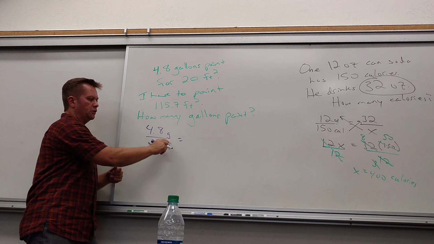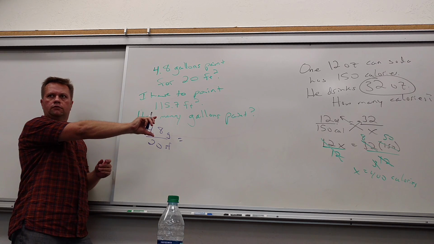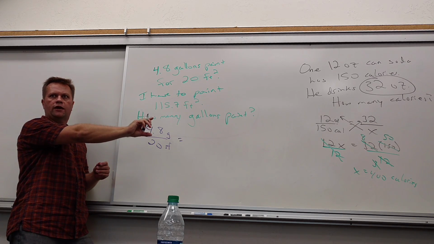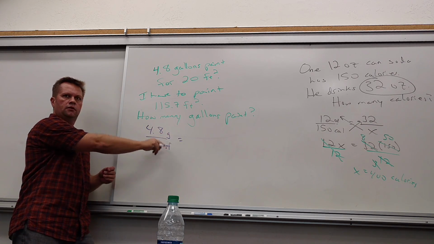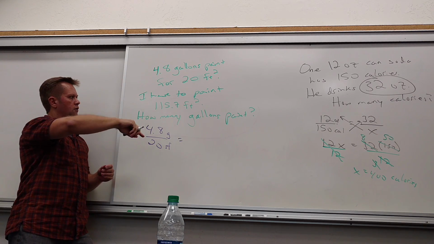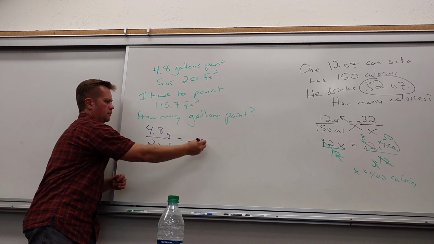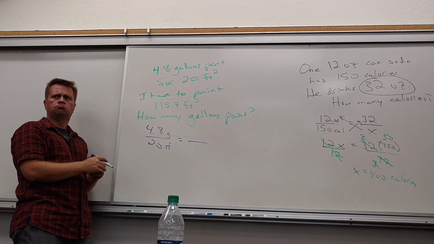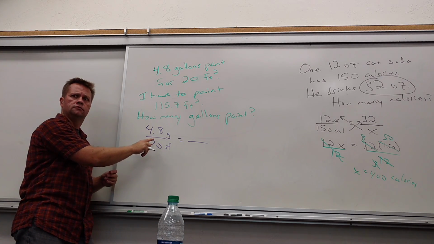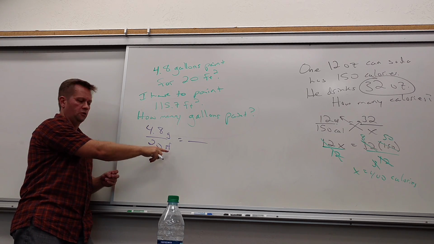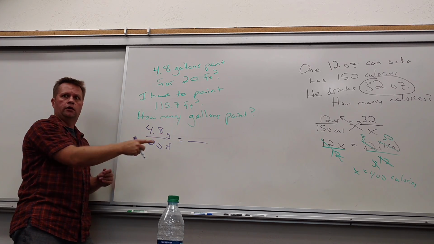So you don't really have to put the units there, but the only reason I'm doing that is so I don't forget when I go to make the next fraction. The next fraction then must keep the same order. So where does the 115.7 square feet go, on the top or the bottom? Where are square feet here? On the bottom. So where must they be over there? On the bottom.